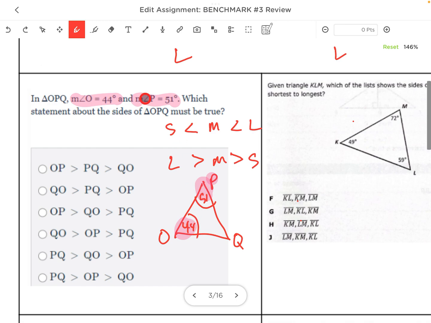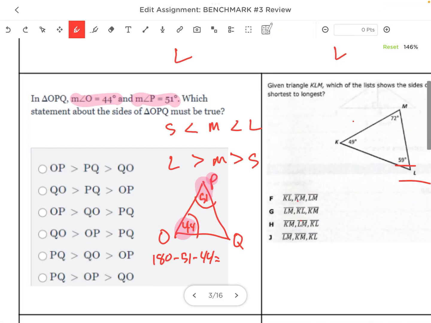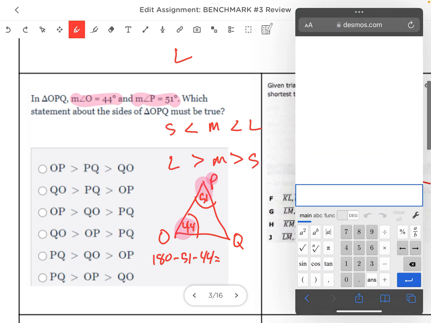Well, we know they all add up to 180, right? So we can do 180 minus 51 minus 44. Let's go ahead and type that into our calculator real quick so we can practice that. Make sure we're using our Desmos Scientific like we'll practice. So we'll do 180 minus 51 minus 44, right? And we can push enter, and we see it's 85. So we know that last one's 85.